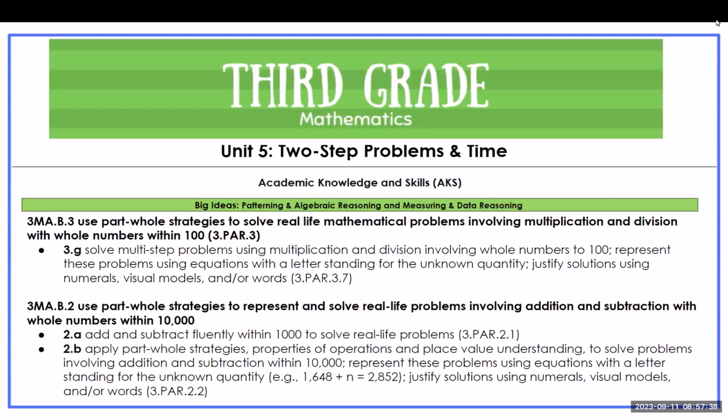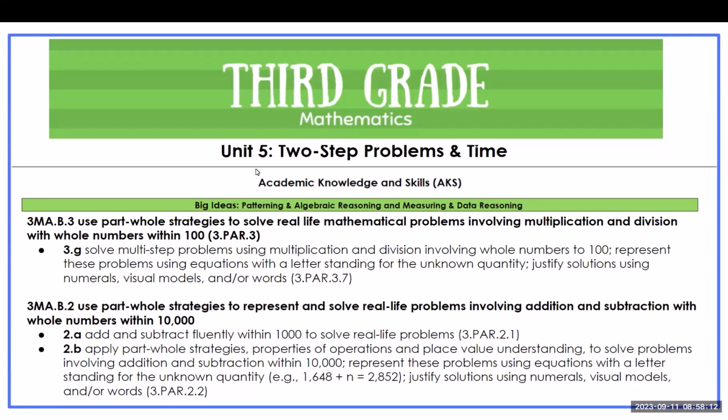Let's take a look at Unit 5, Two-Step Problems and Time. On these slides, you will see the three AKS and the IOAs that support the AKS within this unit. Just as a reminder, at the end of each AKS and IOA in parentheses, you will see the state coding so that if you are looking up resources on the Georgia DOE website, you are able to find the IOA that is related to the GCPS IOA.